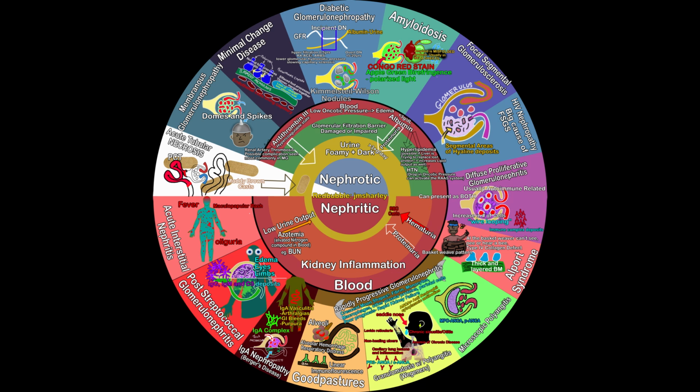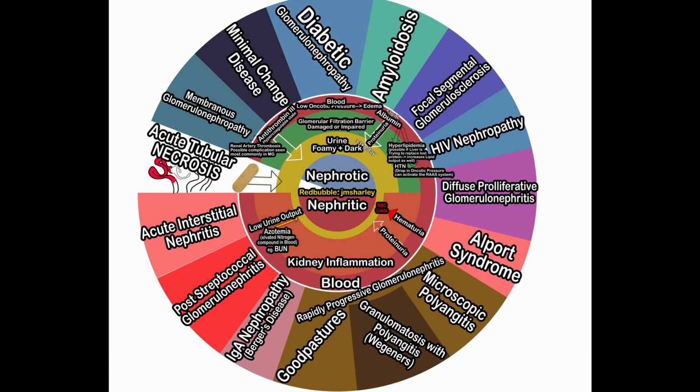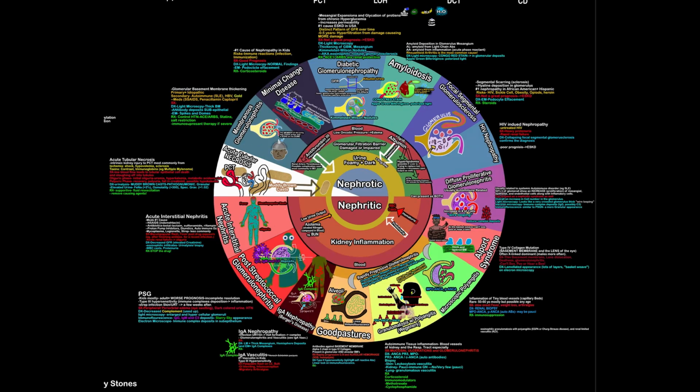Here is a super quick overview and study help for you guys out there trying to wrap your head around these kidney problems. Take a screenshot, print it out, buy a sticker if you want. Learn how to do that in the description. There is also a plain version if you want. Put it in your notes and add more on the outside, like this, for example.